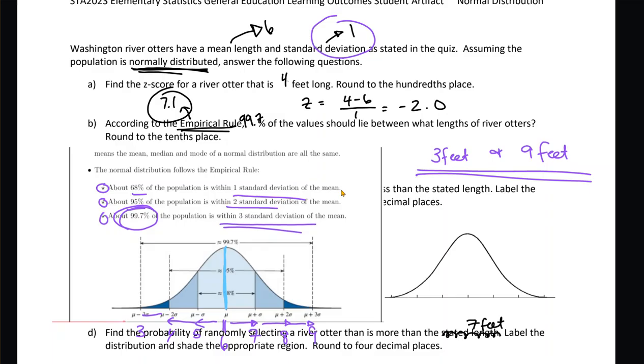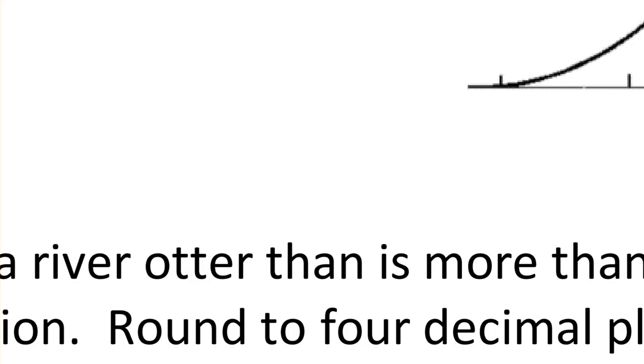And then just keep in mind the problem would be slightly different if it was 68% versus 95%. If it was 68%, then you would only go between 5 and 7 because that's 1 standard deviation to each side. If it's 95%, then you go 2 standard deviations to each side, and that'd be 4 and 8. So that's the idea for B.